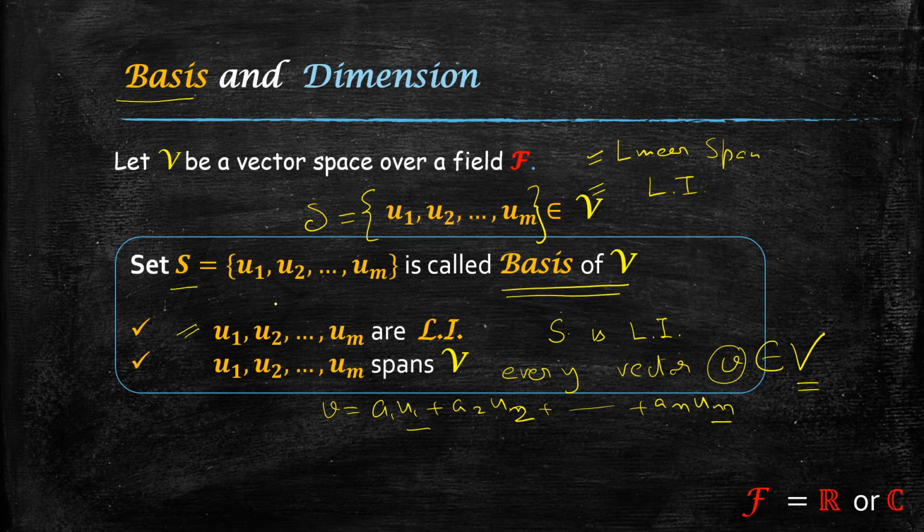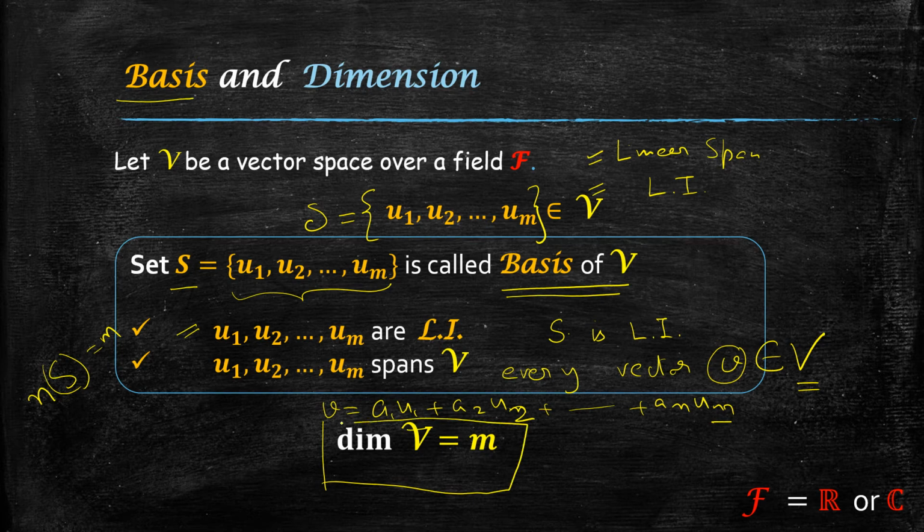Now the number of elements in this basis is m, or I can say that the cardinality of this set S is equal to m. So I define the dimension of vector space V. The dimension of vector space V is equal to m. The dimension of vector space V depends upon the number of vectors in the basis of vector space V. For a set of vectors to be a basis of vector space V, it should be linearly independent and it must span vector space V.